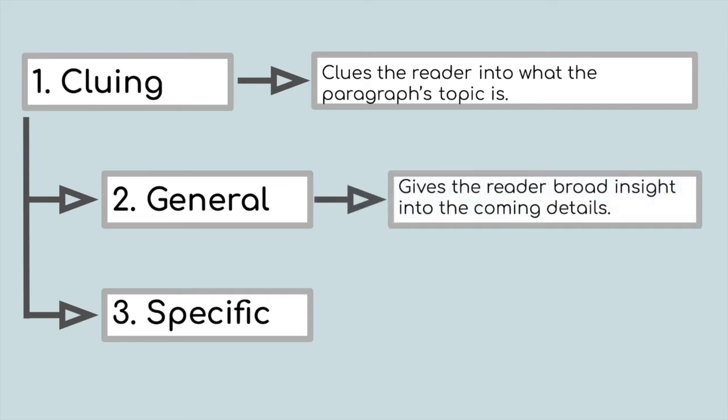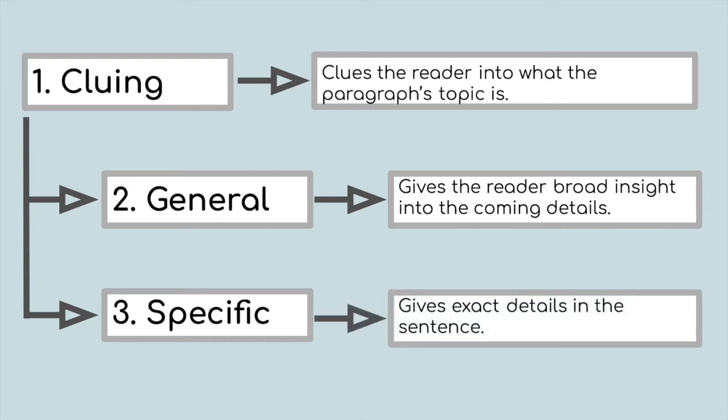Number two is general. The definition is that general topic sentences give the reader broad insight into the coming details. Opposite from specific, broad insight means it's kind of general, it's not super specific or detailed, it's just a sort of half clue about what's going to come up. Kind of the opposite, our specific topic sentence gives exact details about what will be coming up in our paragraph in that first sentence.